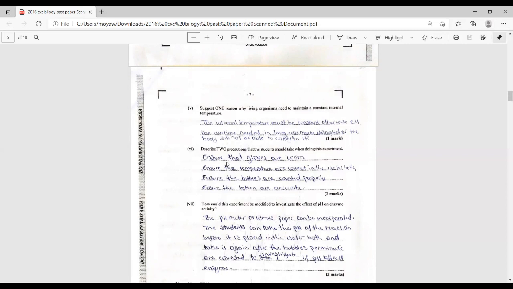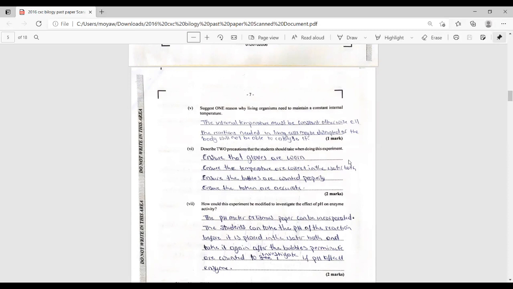VI. Describe 2 precautions that the students should take when doing this experiment. So 1, ensure that gloves are worn. 2, ensure the temperatures are correct in the water bath. So please remember that each water bath had a different temperature. If they're not correct, meaning that it's higher or below, then it can affect the reaction. It can affect the number of bubbles we see. So 3, ensure the bubbles are counted properly. As usual, we have to ensure that it is counted properly so we can get the most accurate result.